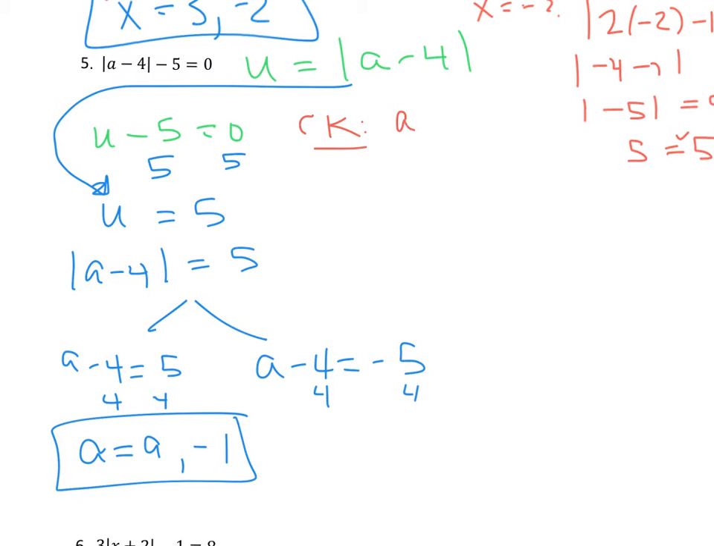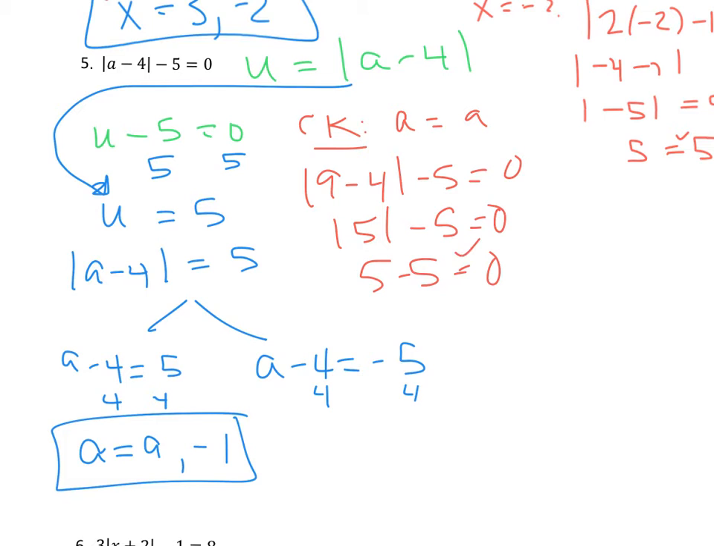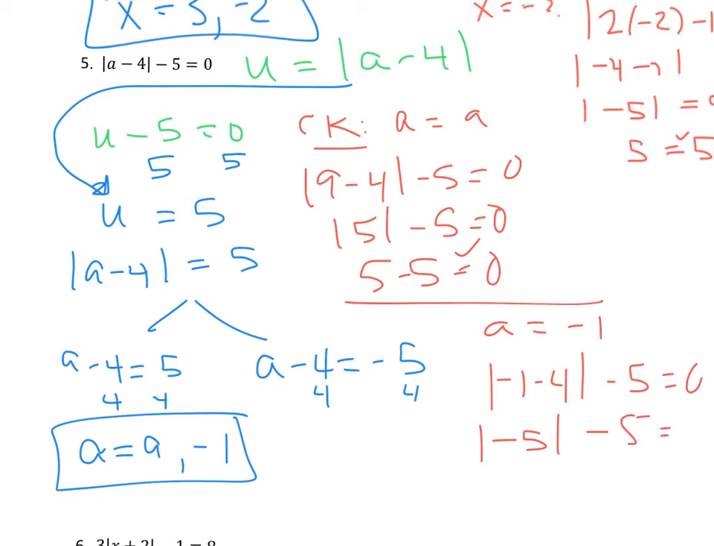So we're going to do a equals 9 first. So the absolute value of 9 minus 4, take away 5, does that equal 0? Absolute value of 5 minus 5, does that equal 0? And 5 minus 5 does equal 0, so that works. Okay, we're going to do the other one, for a equals negative 1. So the absolute value of negative 1 minus 4, take away 5 equals 0. And the absolute value of negative 5 is 5. 5 minus 5 is 0, so that checks. So I know that both of my answers are correct.